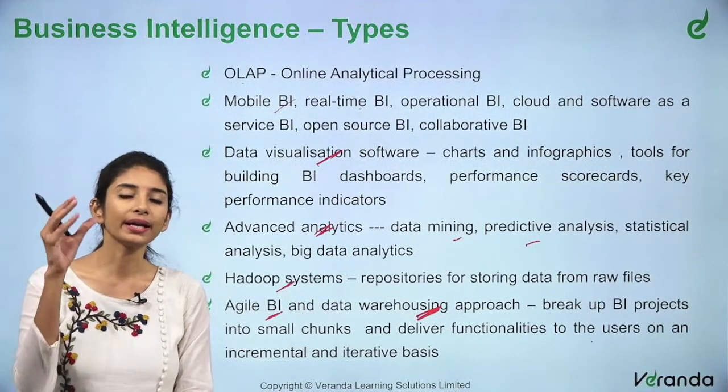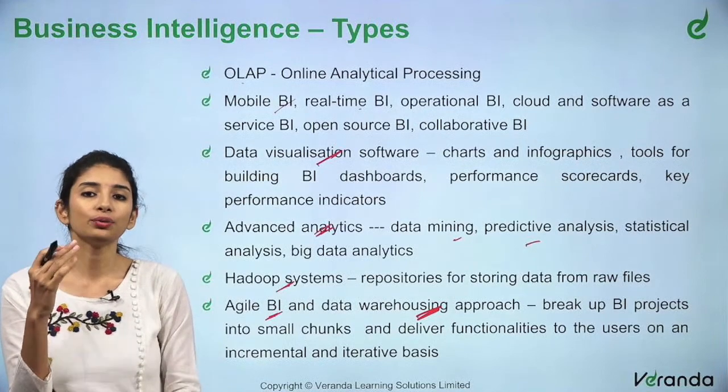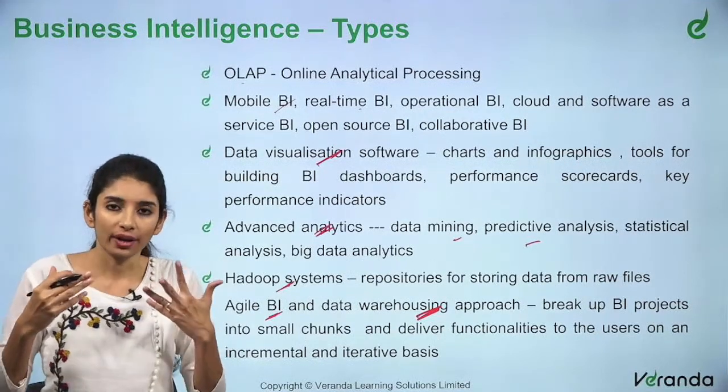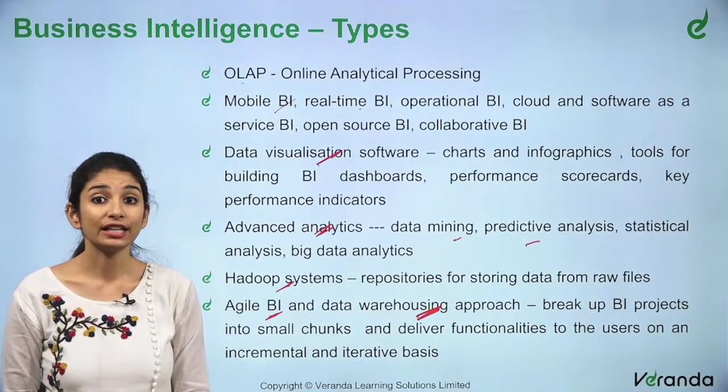Agile BI means breaking up the business intelligence projects into small chunks so that you can work on them in an iterative mode. Iterative mode means step by step. Clear? So, business intelligence types.